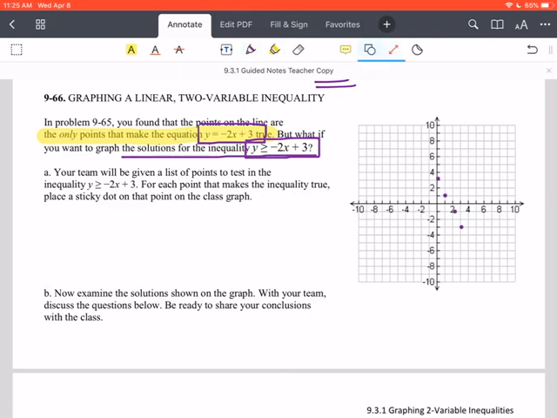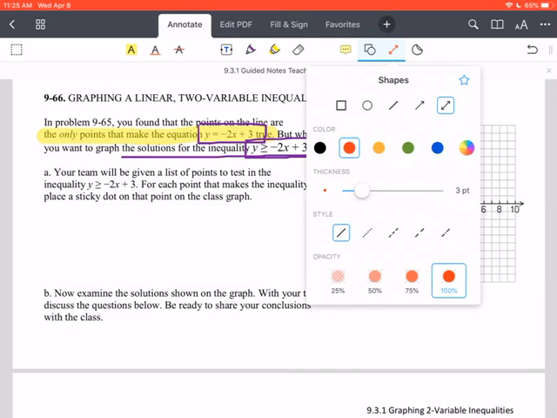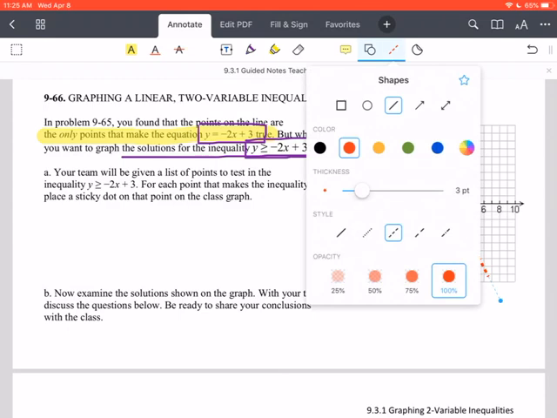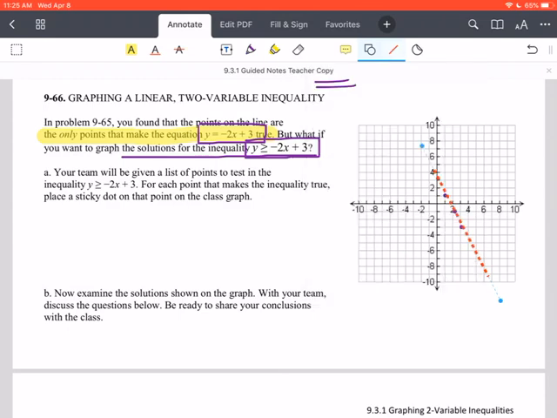Let's see how this goes. Here we go. Whoops, I didn't want to do dashed. I wanted to do solid. Okay, there we go. There's my line.